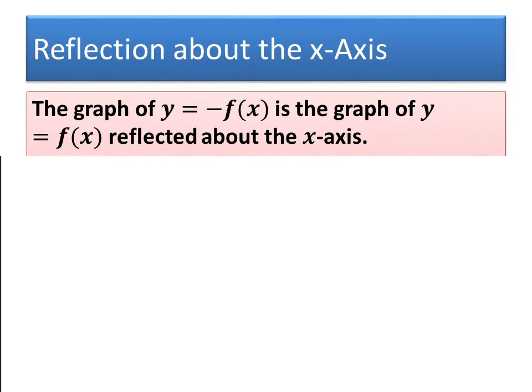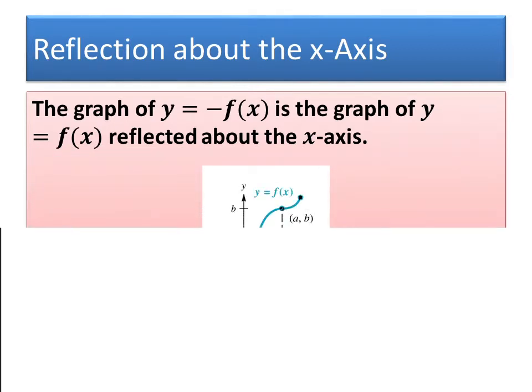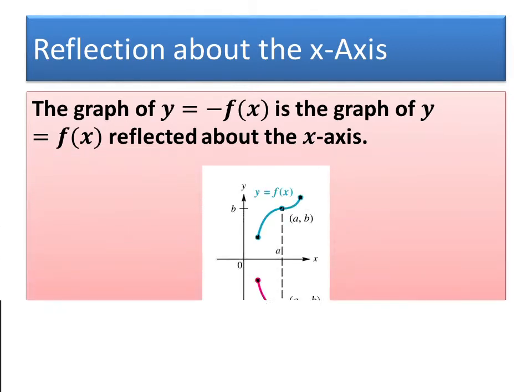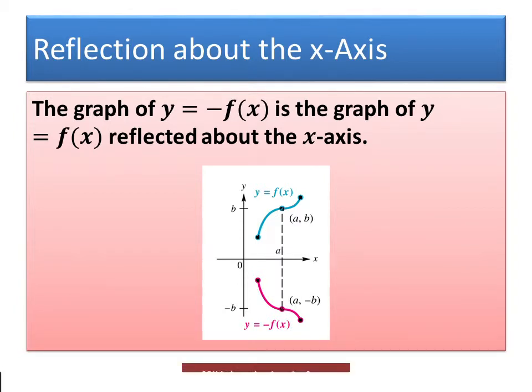The graph of y equals minus f of x is simply the graph of f of x but reflected in the x-axis. So if we give f of x the blue color, minus f of x, we'll give it the pink color. So we see the mirror reflection in the x-axis of f of x and minus f of x.